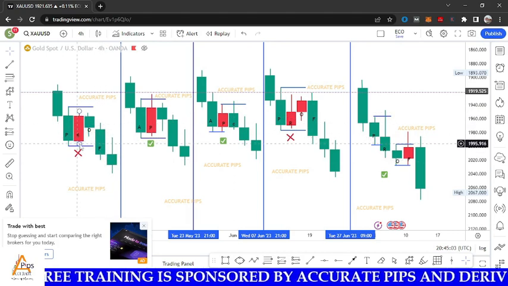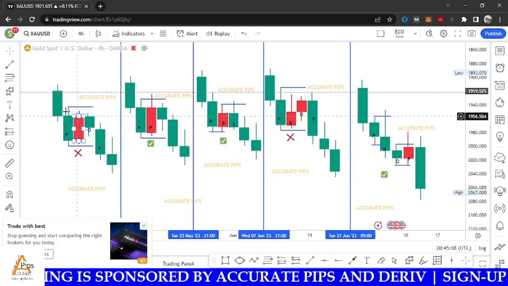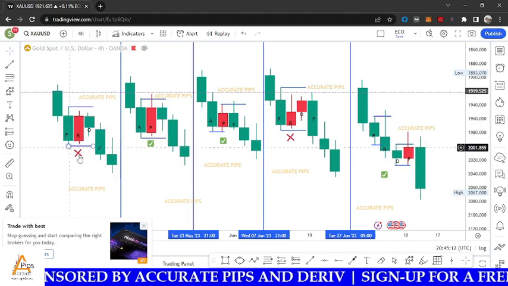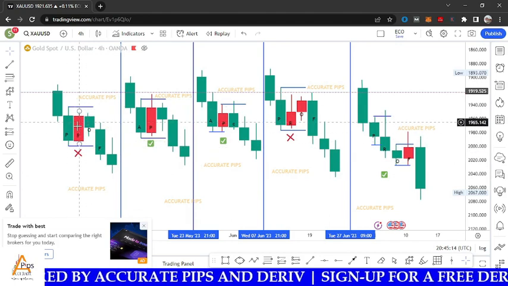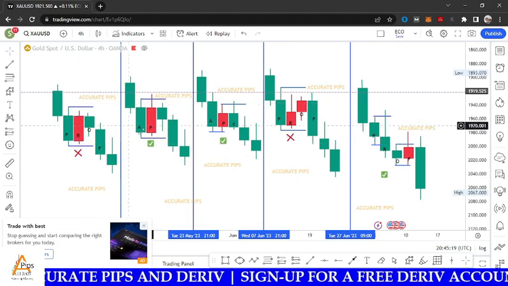It didn't take out the low of this before the impulsive movement continued. Sorry, the high of this before the impulsive movement continued. So this is not a valid pullback. This cannot be considered as a valid pullback.